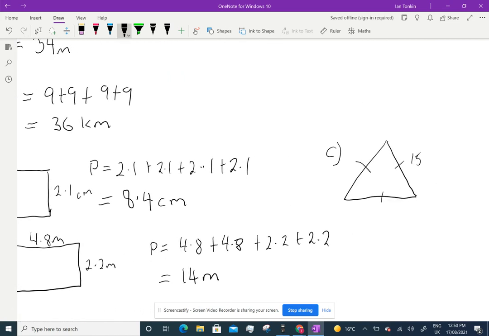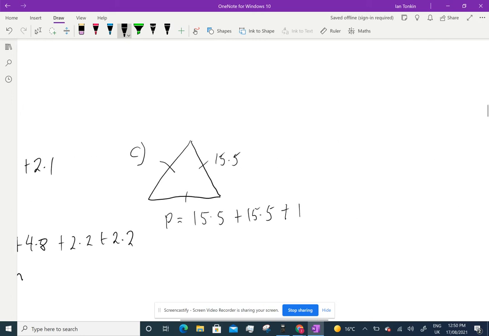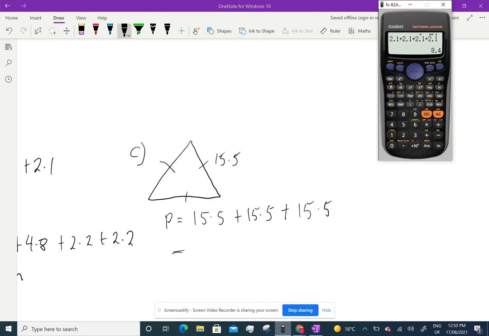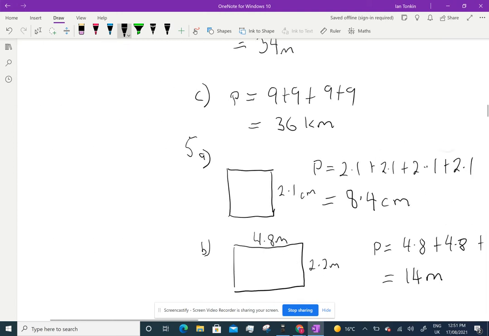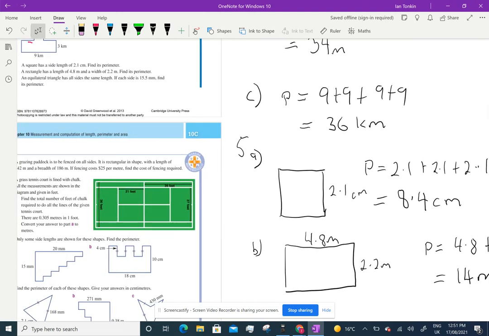So 15.5. So the perimeter equals 15.5 plus 15.5 plus 15.5. Now I can do that in my head because 3 15s are 45 plus another 1.5, so 46.5. But let's use our calculator, and you got 15.5 plus 15.5 plus 15.5. And there we go, 46.5. And what were the units? Millimetres.